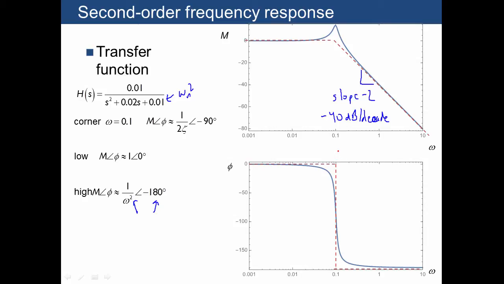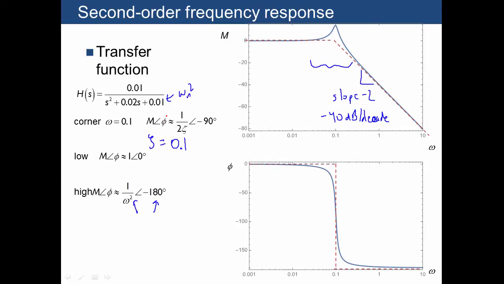Now let's talk about the behavior in the transition zone, which is an order of magnitude, plus or minus a factor of 10, around our corner frequency. Here, what actually happens in this transition depends on the value of zeta. We've chosen a system where zeta is equal to 0.1. It's a very lightly damped system.